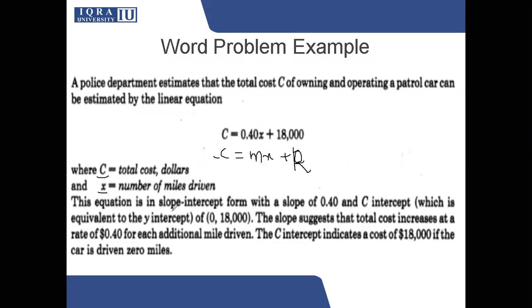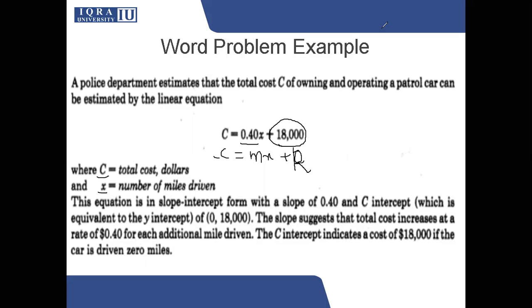So this equation is in the slope-intercept form with the slope as 0.40, and your C-intercept, which is equivalent to the y-intercept, will be 18,000. The slope suggests that the total cost increases at a rate of 0.40 for each additional mile driven, and the C-intercept indicates a cost of 18,000 if the car is driven 0 miles.